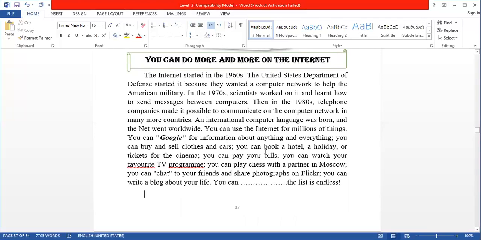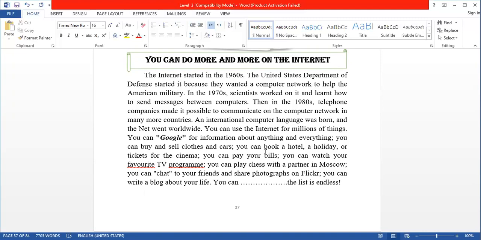So this text is talking about the history of the internet. When did it start, where was the first place that used the internet, and what are the things that we can do on the internet.